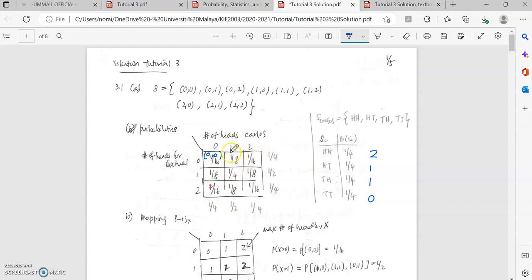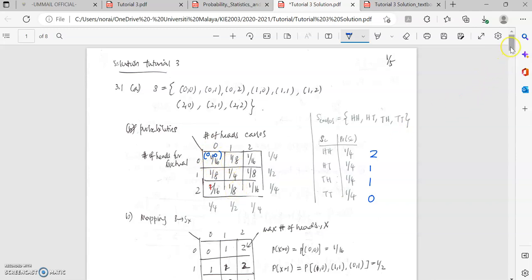Same goes for 1 head, the probability is 1 over 2, and same goes for Michael, the probability is 1 over 4. So 1 over 2 times 1 over 4 is 1 over 8. Okay, so this is how you read it. This is the outcome 0, 0, and this is the probability for that combination.